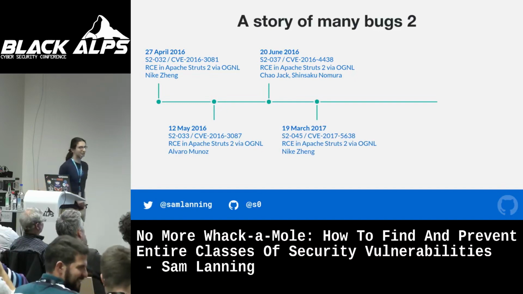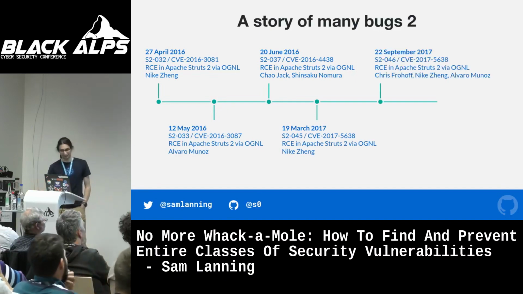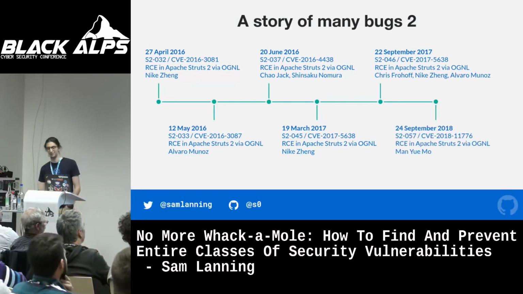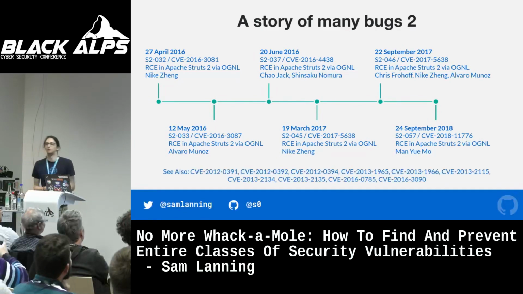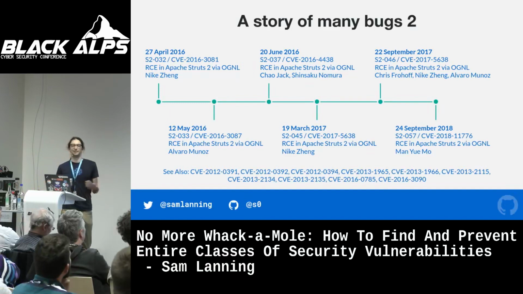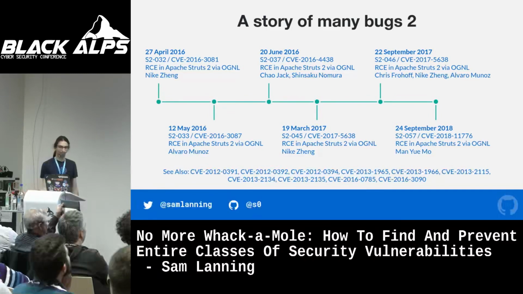19th of March 2017, interpreting user data as an OGNL string. And then again on the 22nd of September 2017, and then on the 24th of September. There's also only a limited amount of space I have on the slide, so I haven't actually included all of them. And there are another 10 CVEs that are all the same vulnerability, interpreting user data from a HTTP request as an OGNL string, allowing for remote code execution.